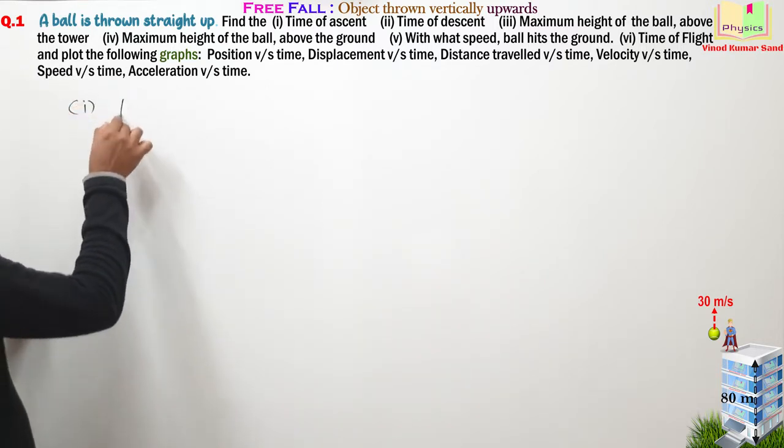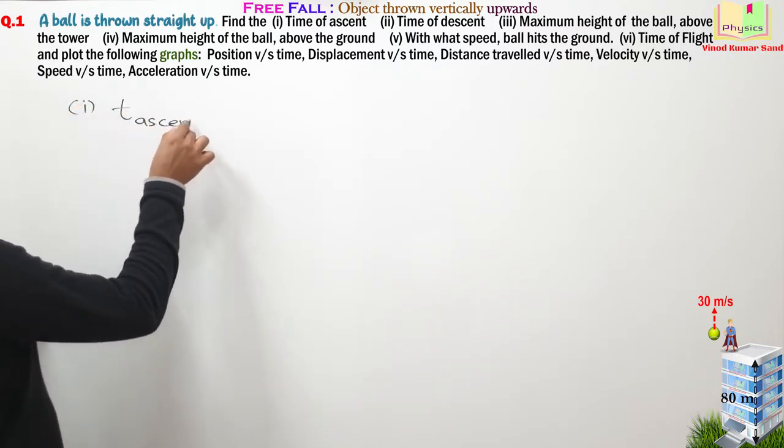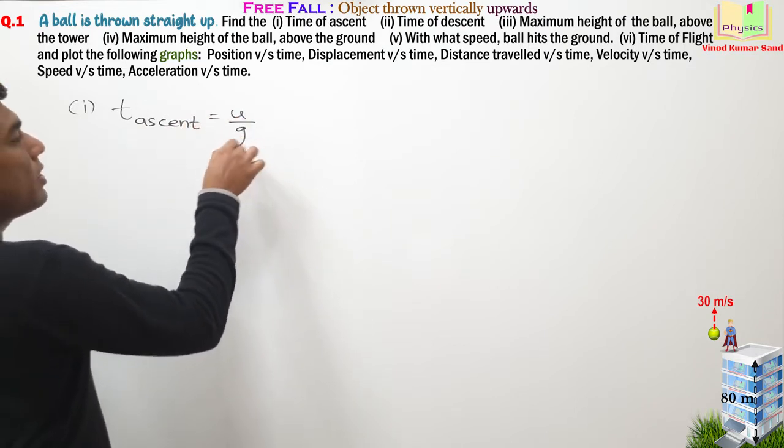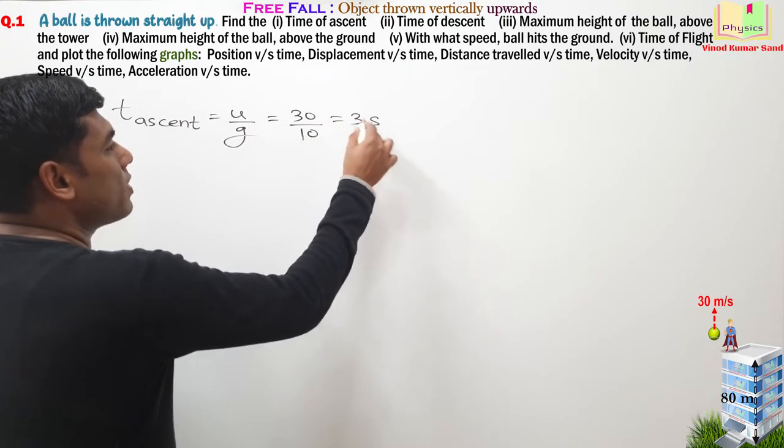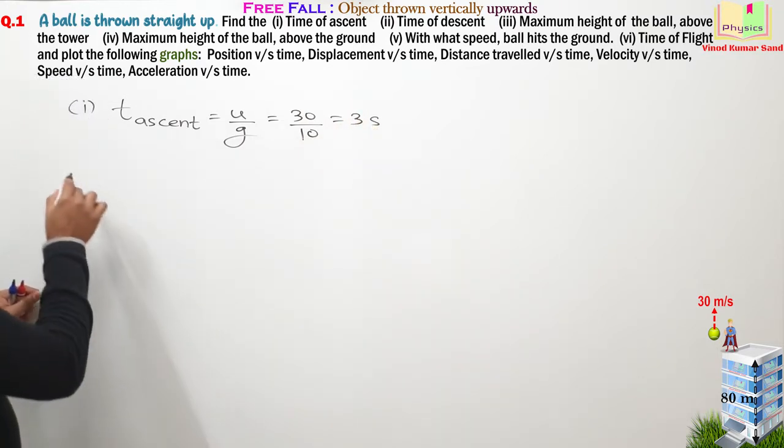The first part, the time of ascent will be equal to u by g, which will be equal to 30 by 10, means 3 seconds. I hope everyone agrees with that.